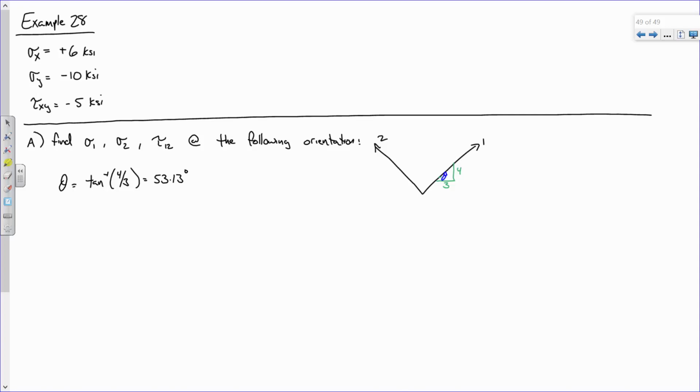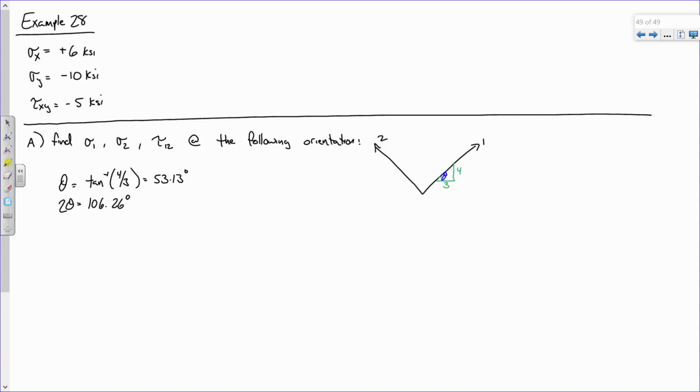Okay. All right. So here's what we've got. One other thing I'm going to go ahead and compute is 2 theta, because we are going to use 2 theta quite a bit. So 2 theta, that's going to be, what, 106.26? All right. So here's my state of stress. Now let's compute a new state of stress.